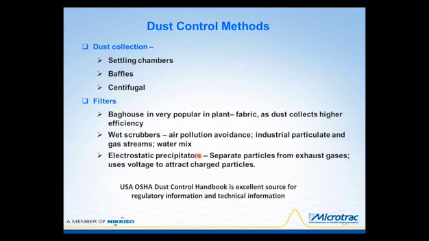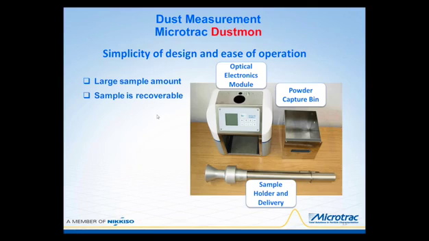Then there are electrostatic precipitators. These separate particles from exhaust gases, and they use a voltage to attract various charged particles. They're actually this type of device that can be installed in air conditioning and heating systems to remove various types of electrostatic particles, such as pollens and allergens in the home. And again, I encourage you to look at the USA OSHA Dust Control Handbook, since it does provide an excellent source for regulatory information and technical information.